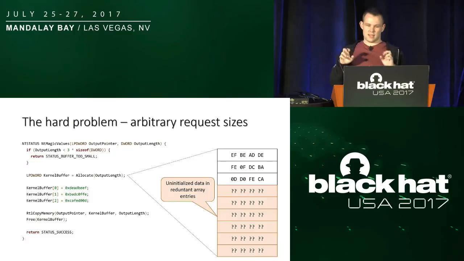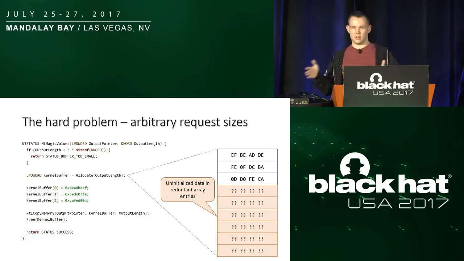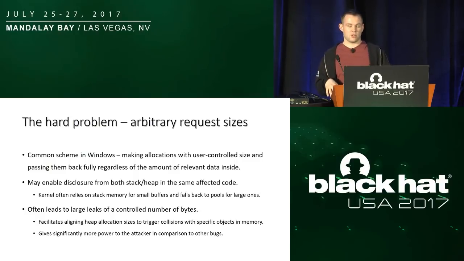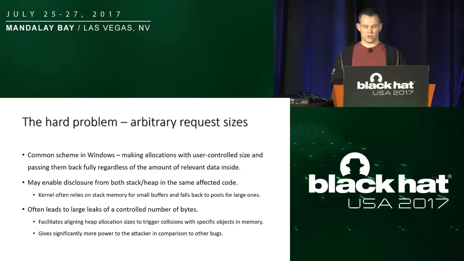And even though it only writes a limited number of bytes into the buffer, it copies this kernel mode buffer in whole back to user mode. So we also end up with a lot of uninitialized data here. This is also very common in Windows, as I said. And the interesting thing about this is that this kind of bug may actually enable disclosure from both the stack and the heap in the same affected code, because of the fact that Windows uses an optimization. So for small request sizes, it uses stack buffers, and for larger ones, it uses heap allocations in many cases. And it often leads to large leaks of a controlled number of bytes.